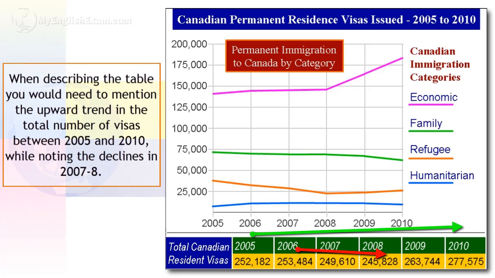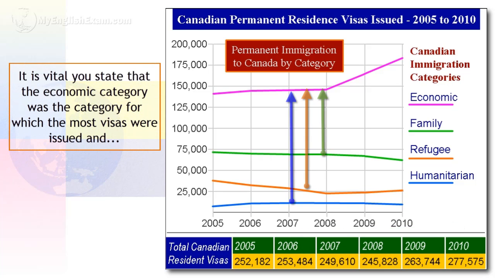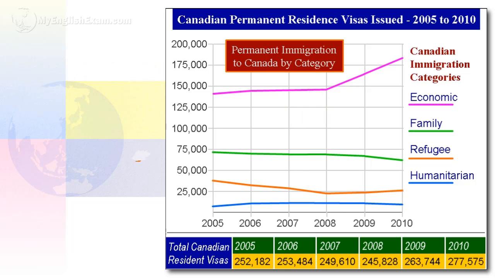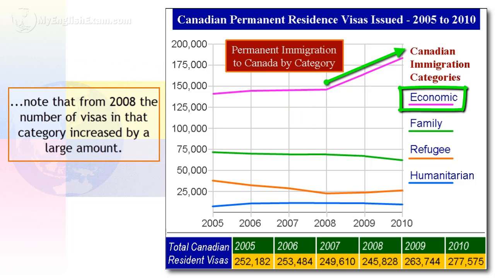When describing the table, you would need to mention the upward trend in the total number of visas between 2005 and 2010, while noting the declines in 2007-8. It is vital you state that the economic category was the category for which the most visas were issued, and note that from 2008 the number of visas in that category increased by a large amount.